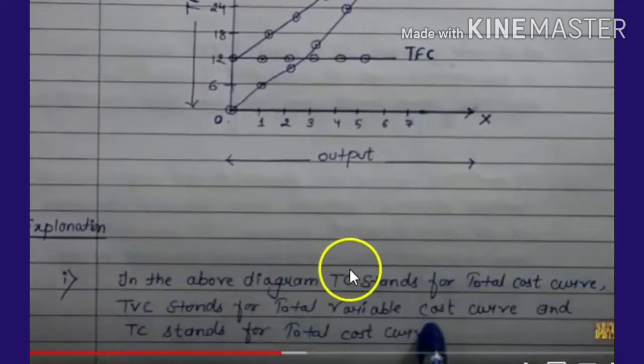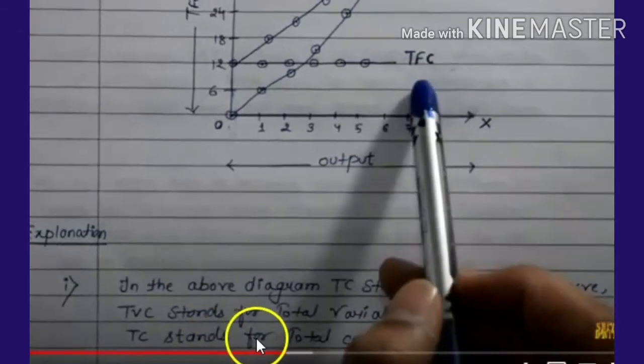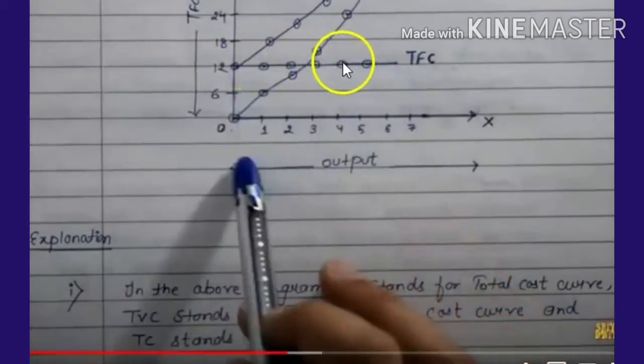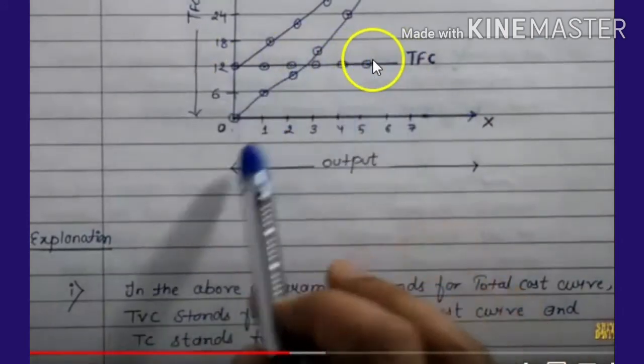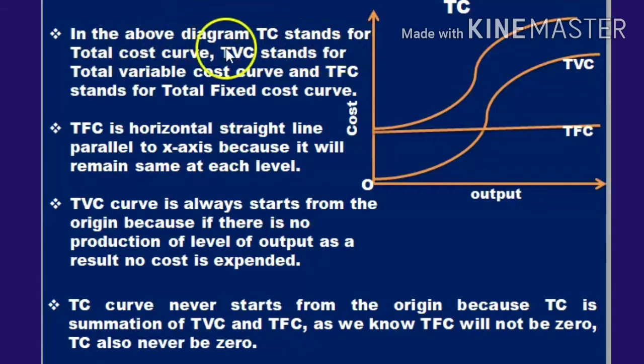First explanation: in the above diagram, TC stands for total cost curve and TVC stands for total variable cost curve, as you know. Next, as you know, TFC will always be constant and the other two curves may be rising. TFC stands for total fixed cost curve. TFC is a horizontal straight line parallel to the x-axis because it remains the same at each level.